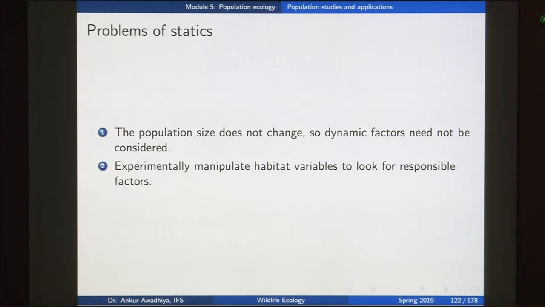So that simplifies our calculations to quite a high degree. And then you look for how many animals are immigrating, how many animals are emigrating, and in a number of cases we'll find that these numbers are also very small or probably 0. And in that case we'll ask the question, what is keeping the birth rate at the current level, what is keeping the death rate at the current level, and then we can manipulate different habitat variables to look for the responsible factors that are keeping this population at a particular size.